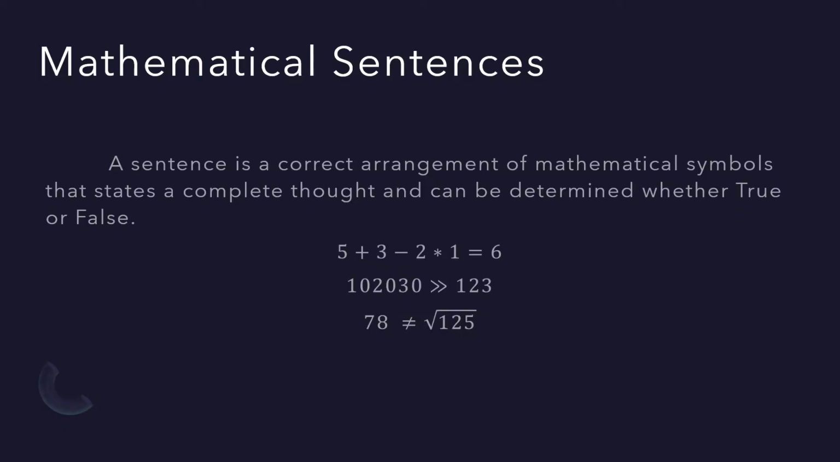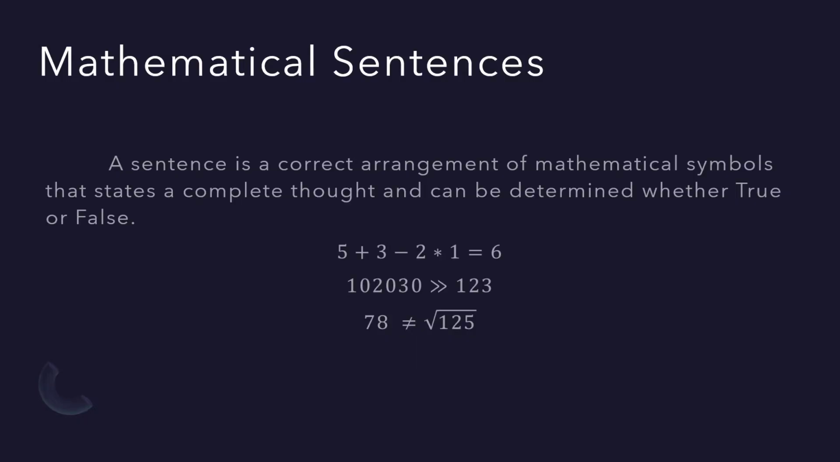Okay, then we have 102,030 is much greater than 123, obviously. So, 6 digits yung 102,030 as compared to the 3 digits of 123. Then we have 78 is not equal to the square root of 125. So, yun yung mga examples of mathematical sentences natin. Basically, sentences are composed of two expressions operated by either an equality sign or an inequality sign. That is what we call a mathematical sentence.